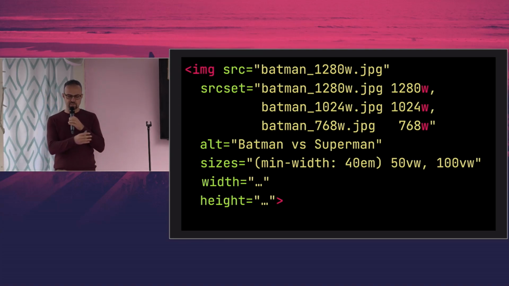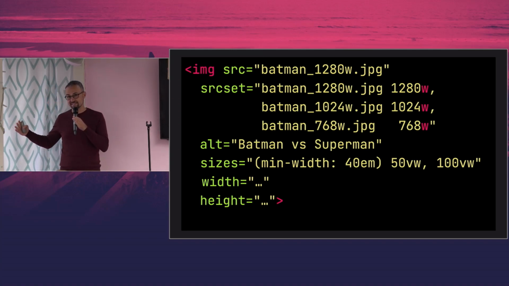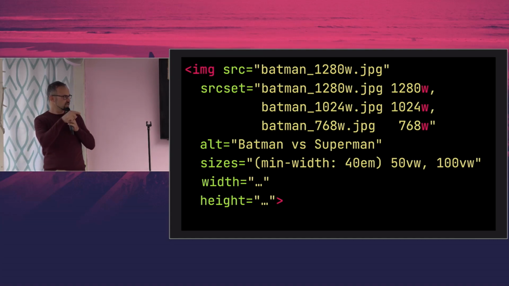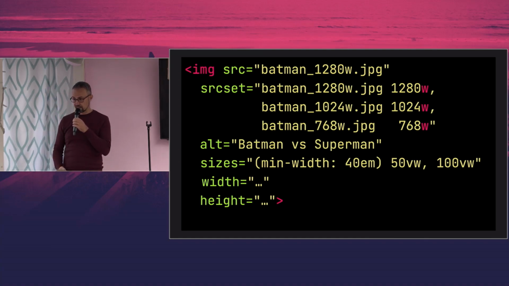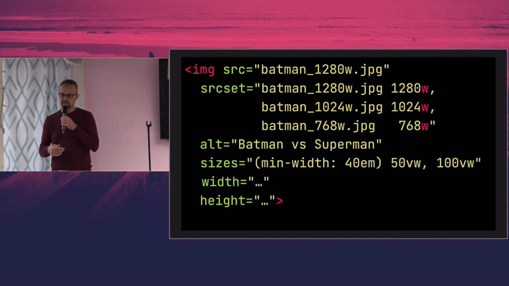So in the sizes attribute, you will say, if the screen is at least 40 EM large, then the image is wide half of the viewport. So 50 viewport width means half of the viewport. And in all other cases, the image is wide 100% of the viewport. We need to do that in HTML and not in CSS, because the browser will then parse the HTML and try to figure out as soon as possible which image it needs to download. So this information goes in the HTML, not in the CSS.